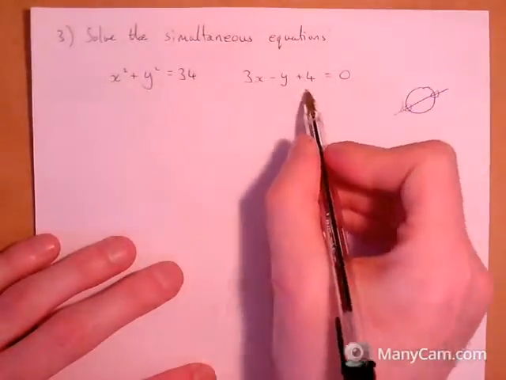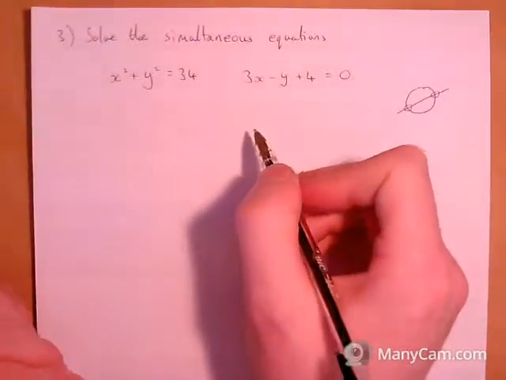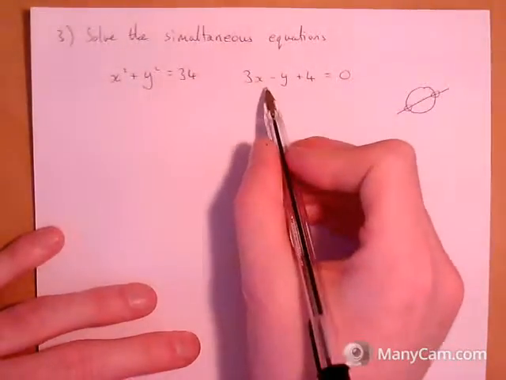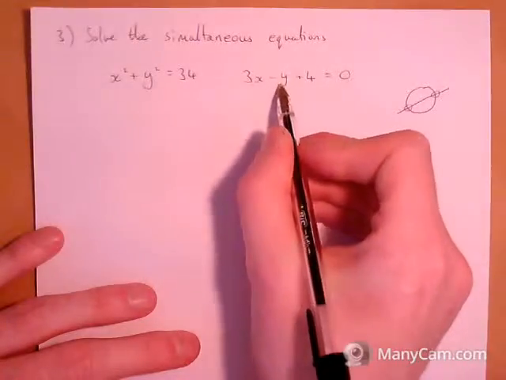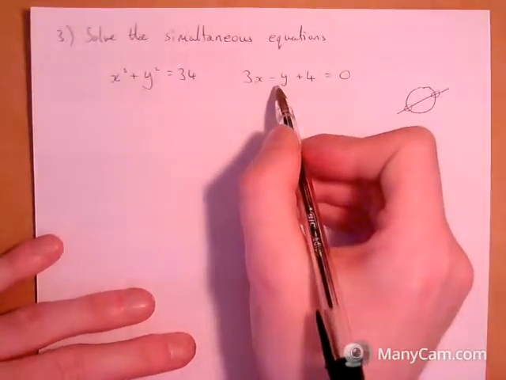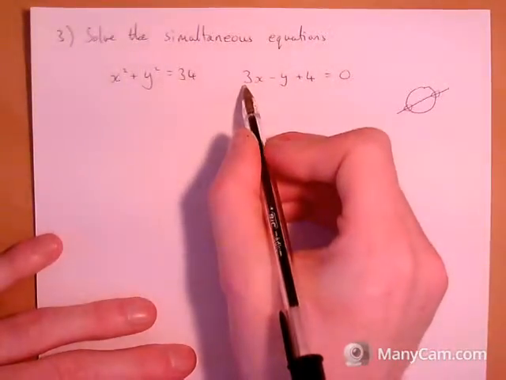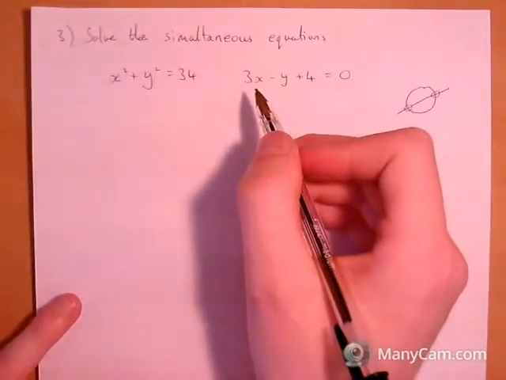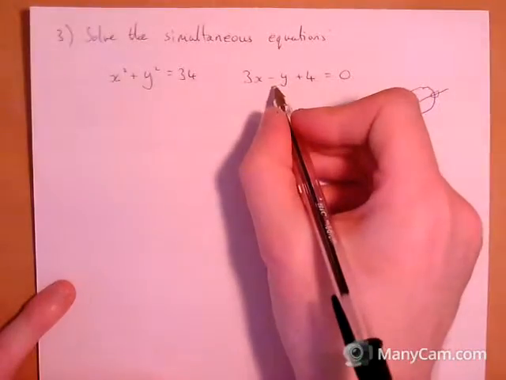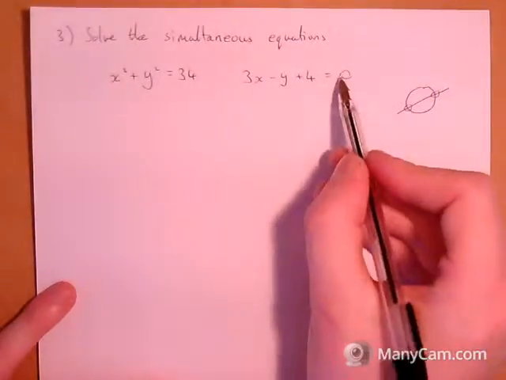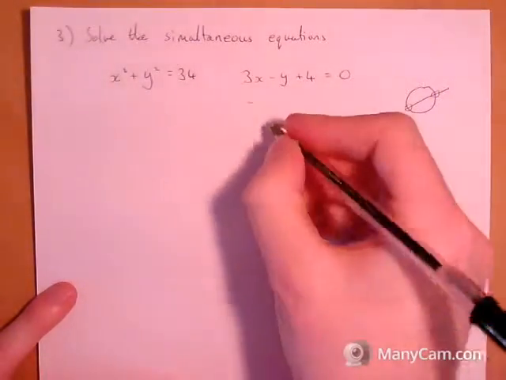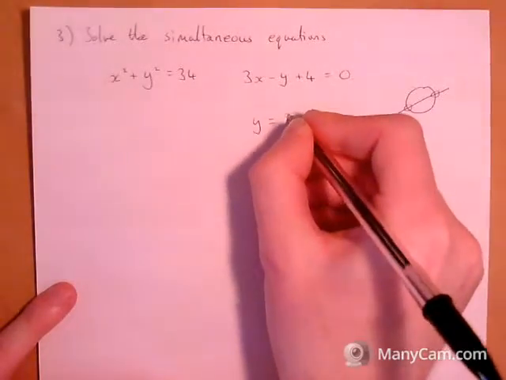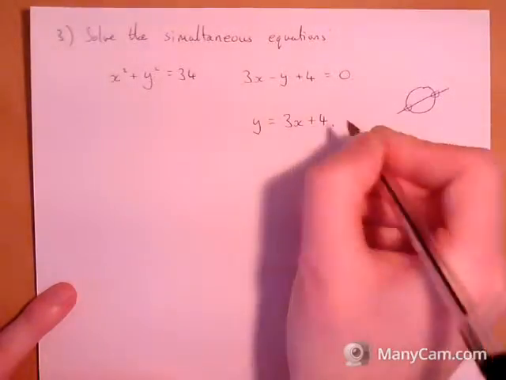My first step is to rearrange this equation to make it either y equals or x equals. Personally, I would make it y equals because we've just got a single y there, whereas if we made it x equals, we would have to divide by 3 at some point, and we'd end up with fractions which would make our life a little bit more difficult. So rearranging this to make y equals, I'll just move the y over to the other side by adding it on. So I end up with y equals 3x plus 4.